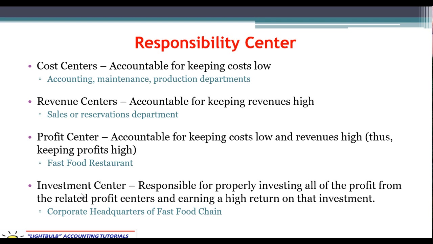With the investment center, this is like the headquarters of the fast food restaurant that has many different stores in the chain. They're going to take the profit from all of the individual fast food restaurants, and their responsibility is to reinvest it. So, for example, they may want to invest it in opening a new store, researching a new product line altogether, or they may just buy stocks and bonds of another company and see what type of return on investment they could get. So these are the 4 responsibility centers we're talking about.